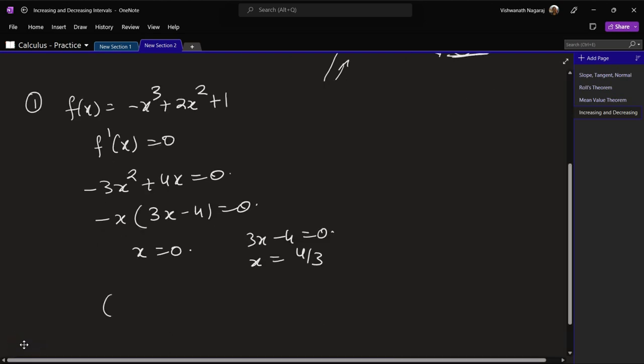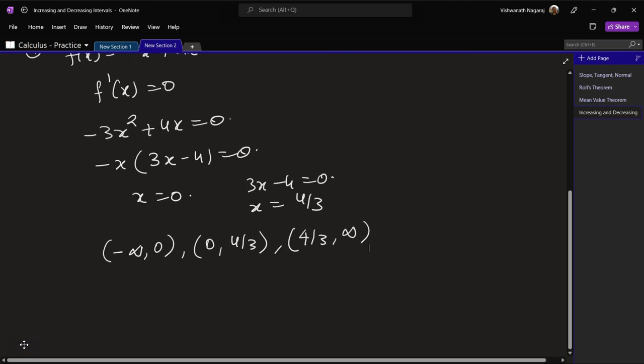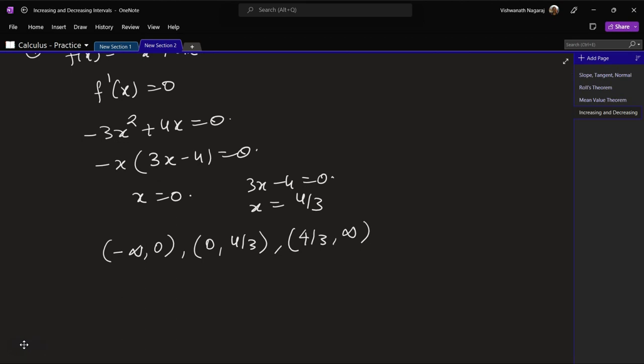So let's define the intervals. Minus infinity to 0. Then 0 to 4 by 3. And then from 4 by 3 to infinity. So these are the three intervals. Now we have to figure out the increasing decreasing nature. So let's pick a point between minus infinity to 0 and then substitute it to the f prime of x so that we get the slope at that particular point.